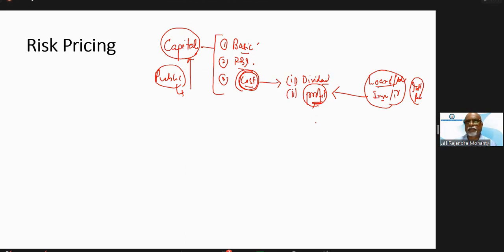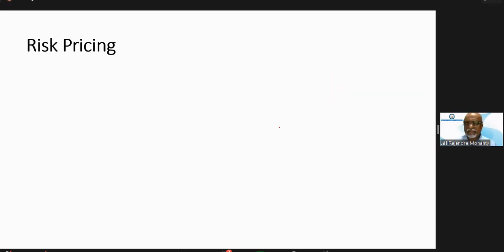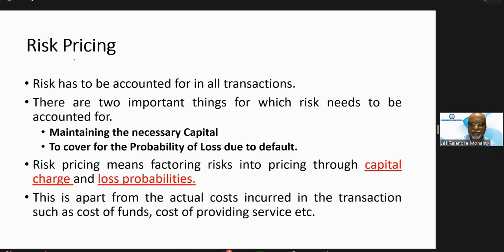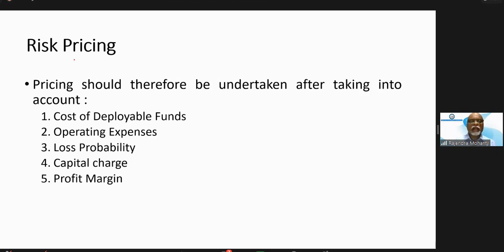Okay, so for each banking transaction we do, we should be able to generate the necessary amount of surplus to meet the cost of capital. Hence, it is always said that the pricing of each transaction has to be there in banking. You have to price it. So this is the risk pricing. Now, one of the factors in arriving at the rate of interest to be charged on a loan is risk pricing.